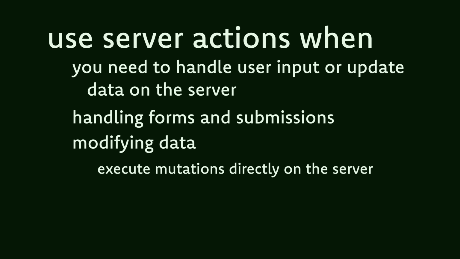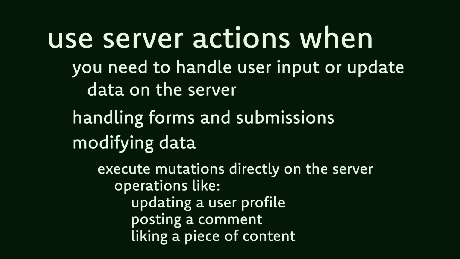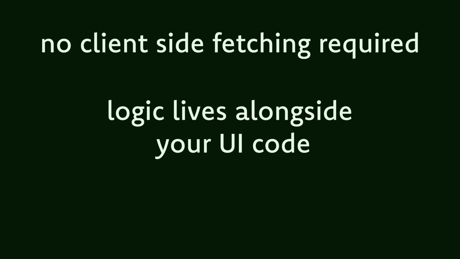If you want to modify data, use a server action. Server actions allow you to execute mutations and other server-side operations securely directly on the server. Think operations like updating a user profile, posting a comment, liking a piece of content, or deleting an item. You can do this without writing client-side fetching logic or exposing database details. The mutation logic lives alongside your UI code, but it runs on the server.